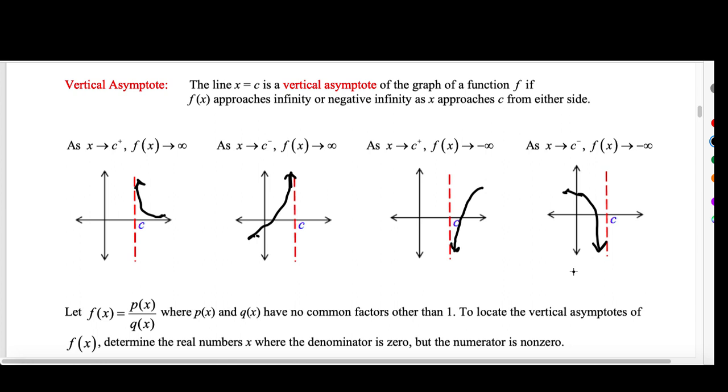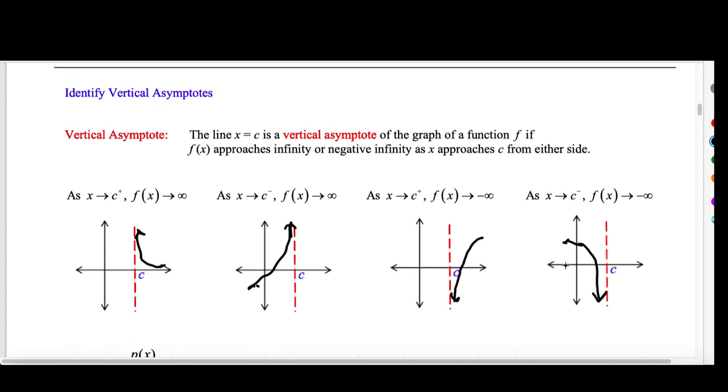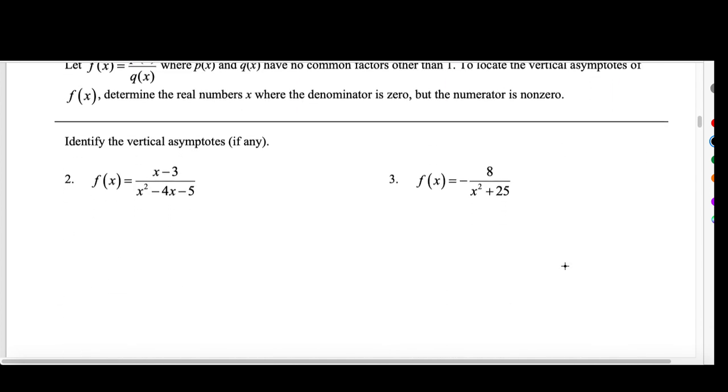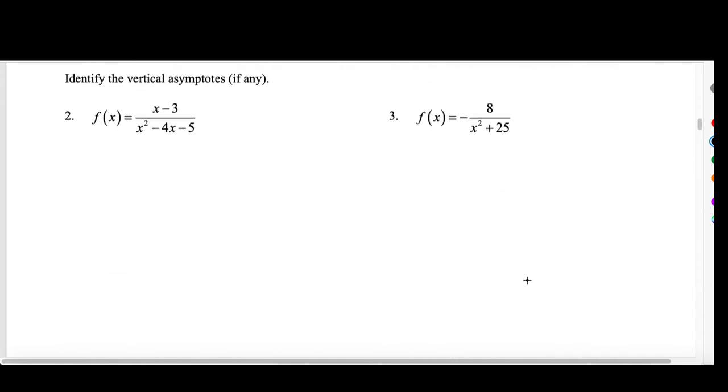Okay? If we let f of x equal p of x over q of x, where p of x and q of x have no common factors other than 1, then to locate the vertical asymptotes of f of x, determine the real numbers x where the denominator is 0, but the numerator is non-zero. To look at a couple of examples, scroll down here, identify the vertical asymptotes, if any.